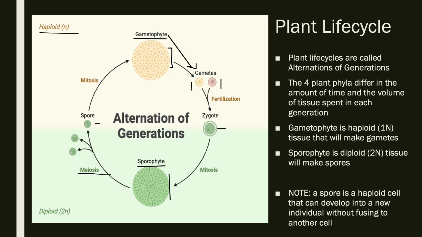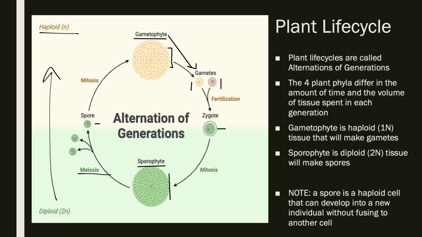And if you recall chapter 8, I believe it was, meiosis will cut the number of chromosomes in half, and that is how we go from 2 to 1. Spores will undergo mitosis to give us gametophyte tissue, and on and on and on. One little trick for these tissue types, the type of cells that they make are in the name. So gametophyte makes gametes, sporophytes make spores.